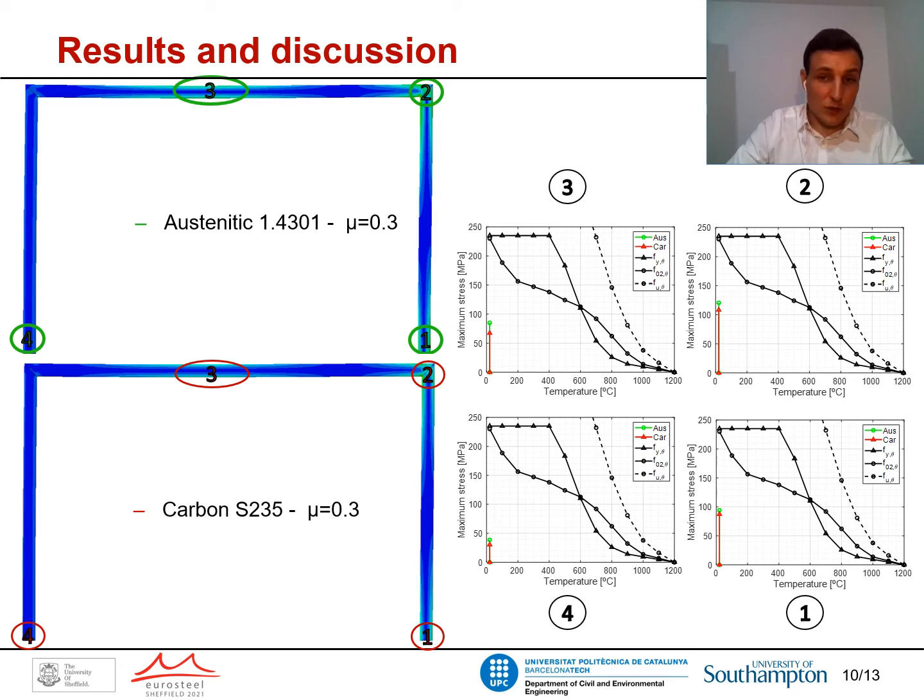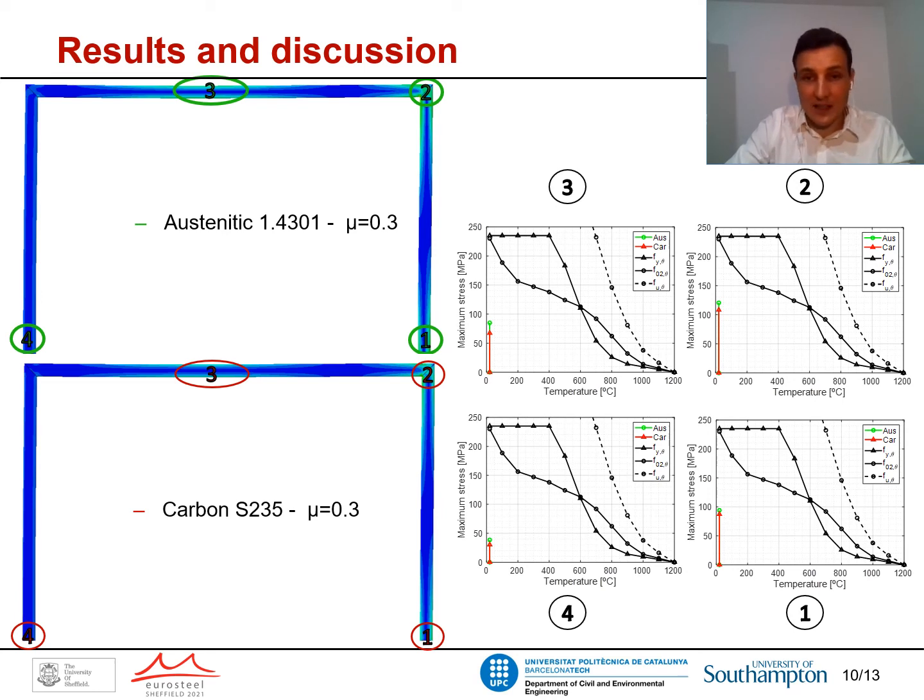The cross-sections that we should check are marked with a number, and each graph is marked with the corresponding number. Each graph will show the evolution of the maximum stress at each cross-section, while the temperature increases. In green, we'll be showing the austenitic stainless steel, and in red, the carbon steel frame. The black continuous lines correspond to the yield stress of each material, and the dotted line is the ultimate stress of stainless steel.